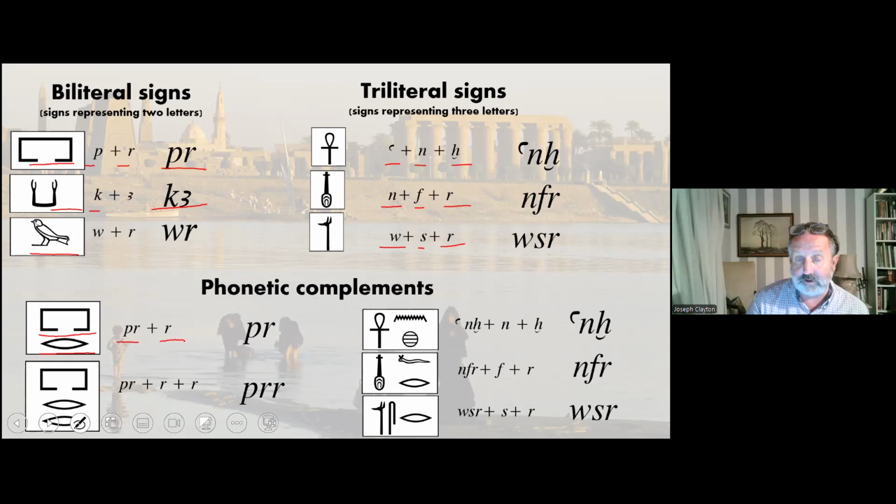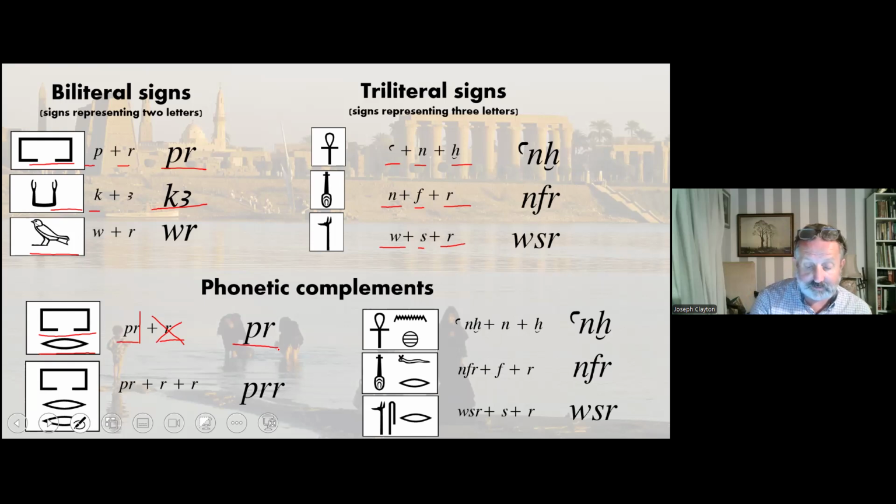So the thing that follows it, the phonetic complement, if it's already got an R in it, we know that sign reads per. We know this one is just there to confirm that that sign reads per and not any of its other readings, and we transliterate that as per.